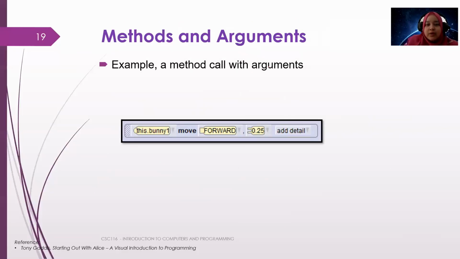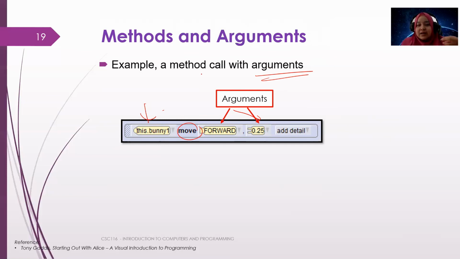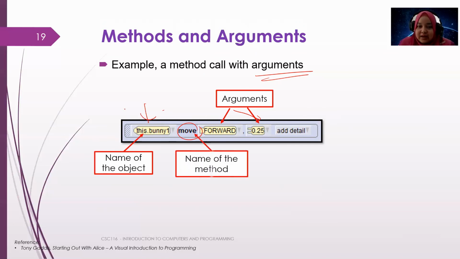Okay, ni contoh dia. Example method call with argument ni maksud dia adalah this bunny. Okay, this bunny ni object, move forward, move is the procedure, forward 0.25. So both of these, we call it as the argument. So ini dia punya parameter. Okay, ini dia punya message. This bunny move nak ke mana? Mestilah dia hantar data forward sebanyak 0.25 second. Okay, so this is the name of object, and this adalah method. What kind of method saya sebut tadi, apa dia? Procedure.